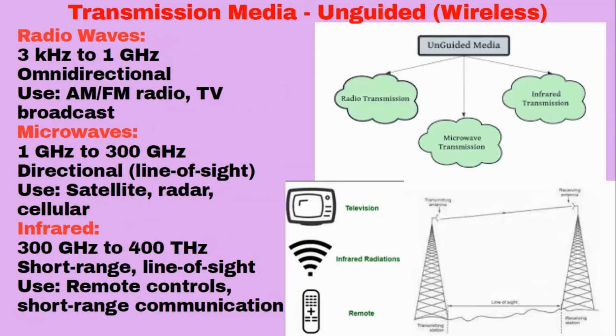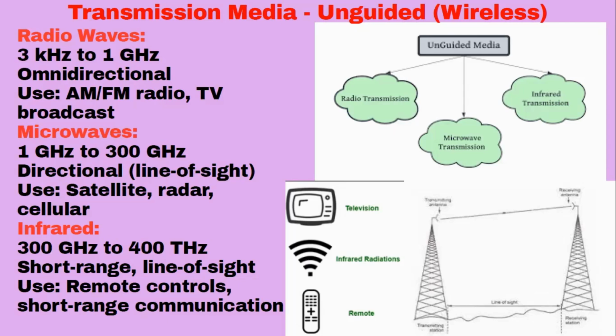Now we'll discuss transmission media unguided, that is wireless. We can call it wireless also. First is the radio wave, 3 kilohertz to 1 gigahertz. Omnidirectional. It is used for AM, FM radio, and TV broadcast. Second is microwave. When we talk about wireless, there is a frequency, counted in hertz and kilohertz. Microwave works from 1 gigahertz to 300 gigahertz, in that range.